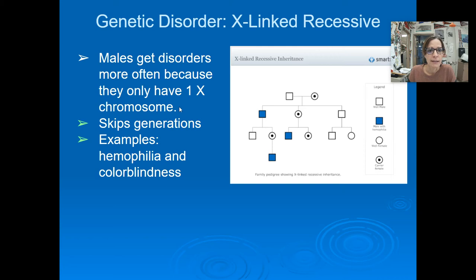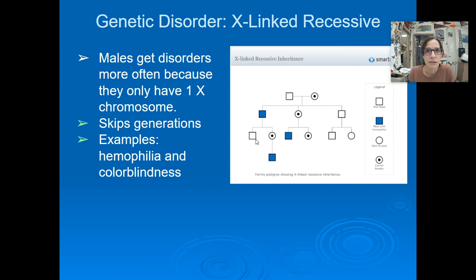And so the males get it more often because, remember, they only have one X chromosome. So they have XY. So if they get the X little r, then they have the trait. Whereas females have to have both X little r's, one from mom and one from dad. It skips generations again because of these carriers who are always females.